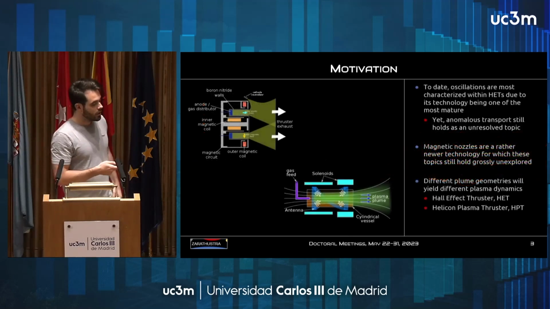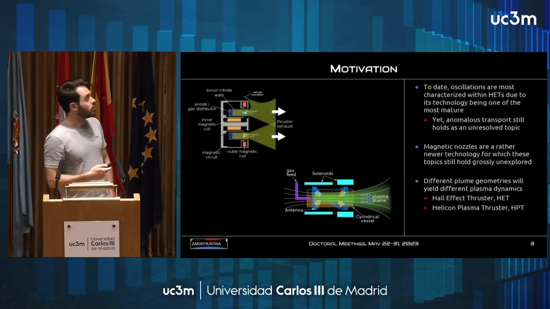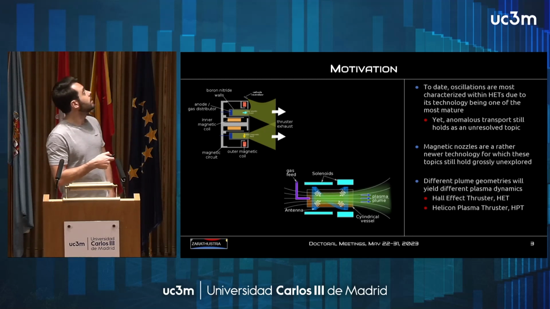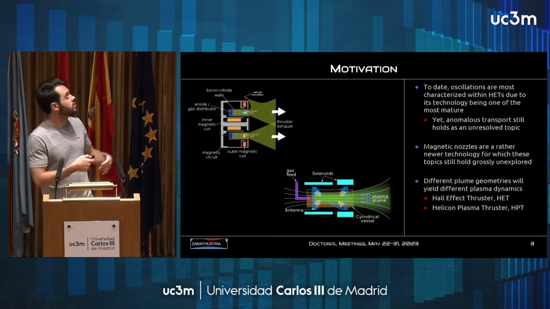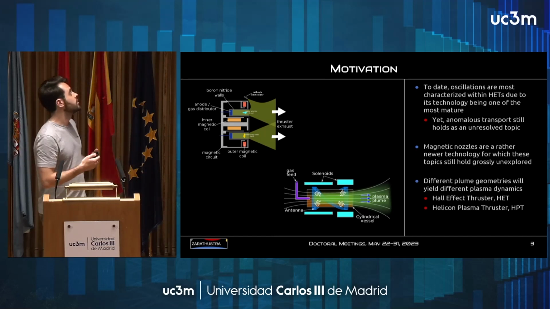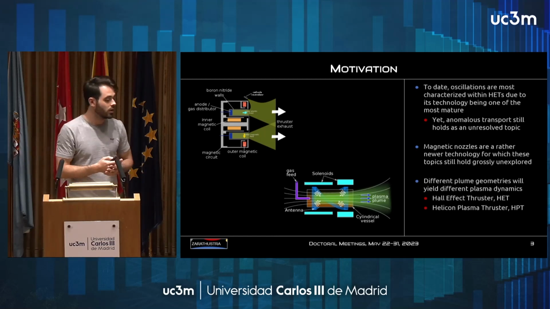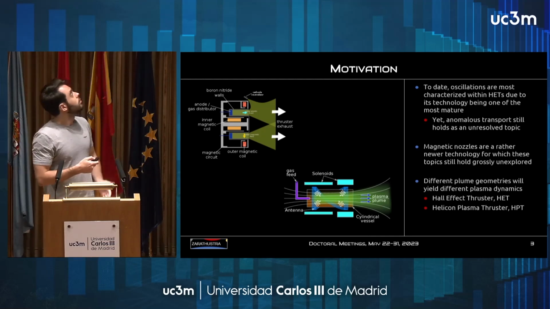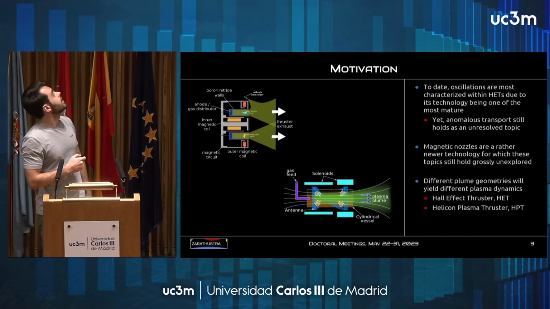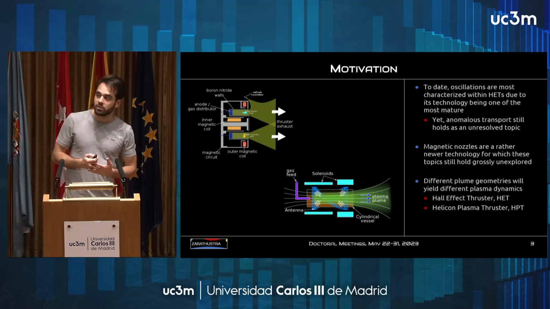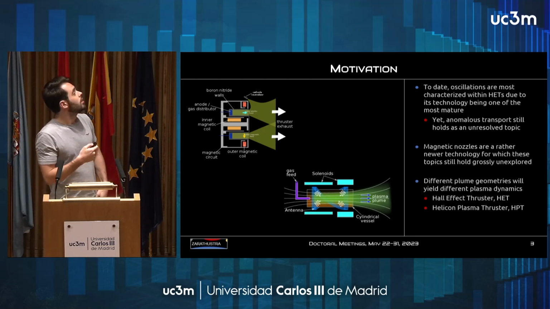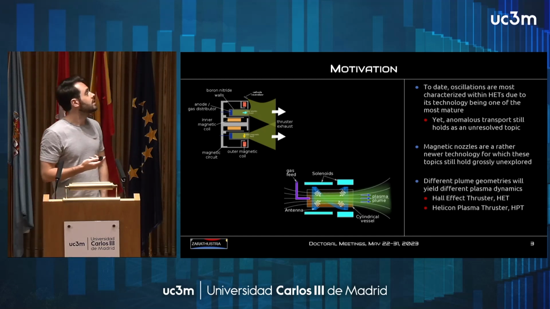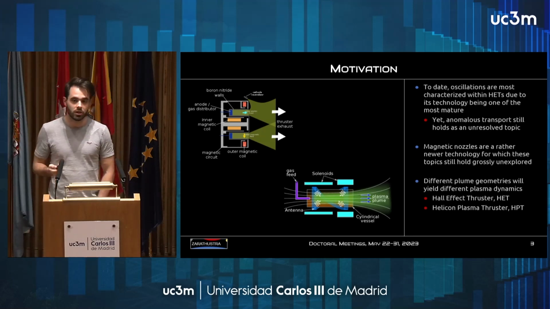unresolved. My thesis will mainly focus on two different thrusters: the Hall-effect thruster here and the helicon plasma thruster, which is a different technology that uses a magnetic nozzle, a completely different type of thruster. To date, the oscillations are mostly better characterized in Hall-effect thrusters since it's a more mature technology, whereas the oscillations in magnetic nozzles are far less characterized since they are a newer technology in general.